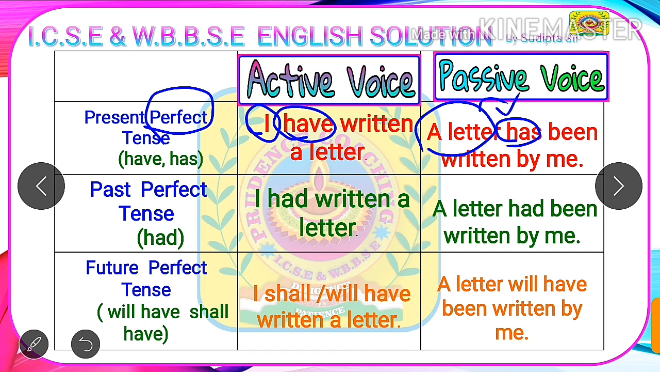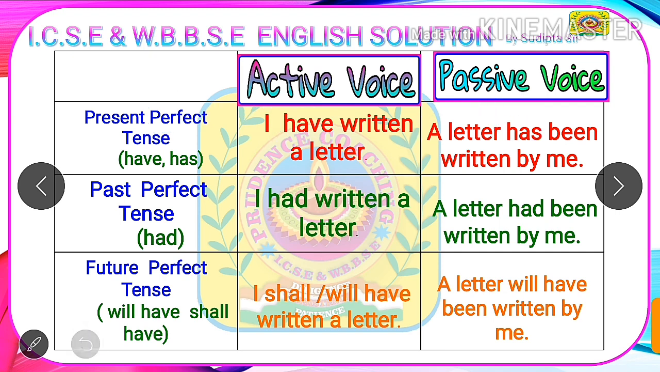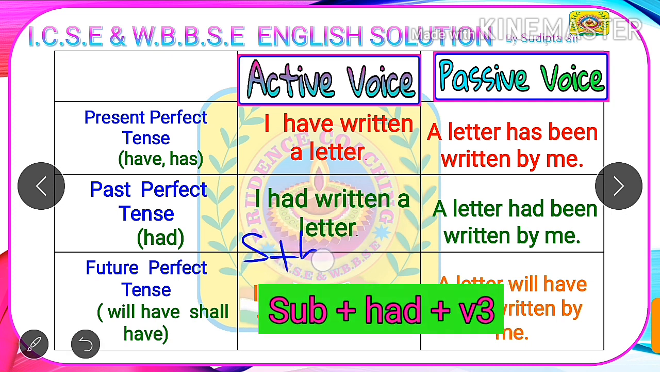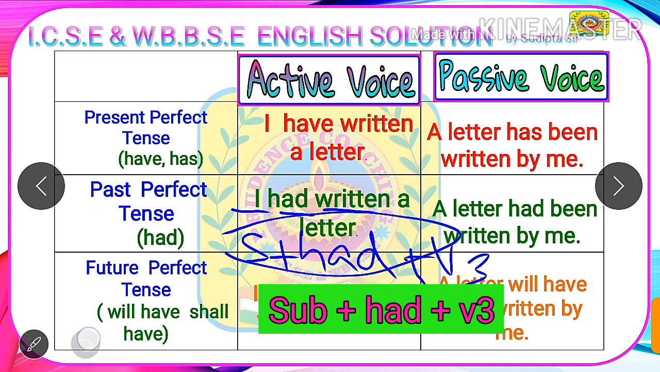Now students, if we go through the next example, that is I had written a letter, first we have to swap the subject and object. I becomes me, and a letter, which was the object, becomes the subject in passive. Next job is to find out the tense of active voice. Students, here the tense is past perfect tense, because the structure of past perfect tense is subject plus had plus V3. See students, here the subject is I. After that we have had. Next we have V3, that is the past participle form. So the structure of past perfect tense matches with the given structure in active voice. Therefore, it is in past perfect tense.